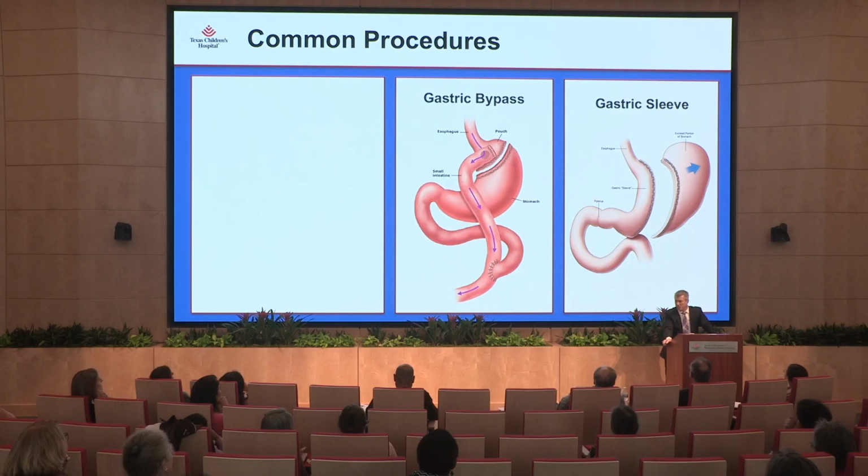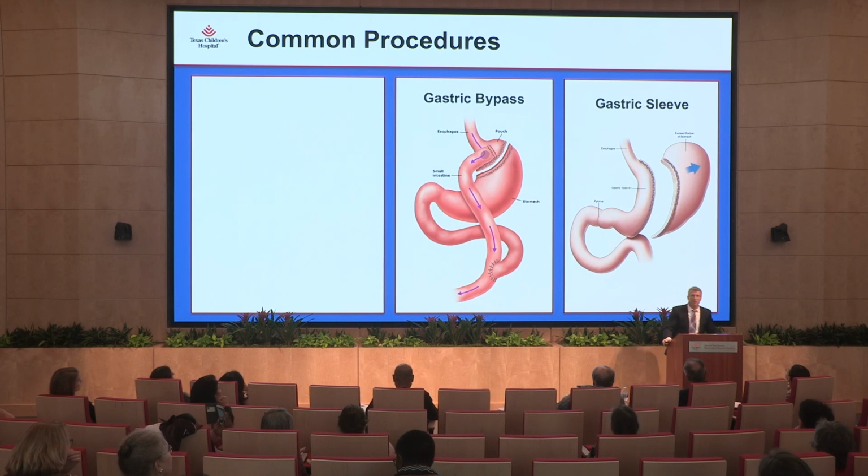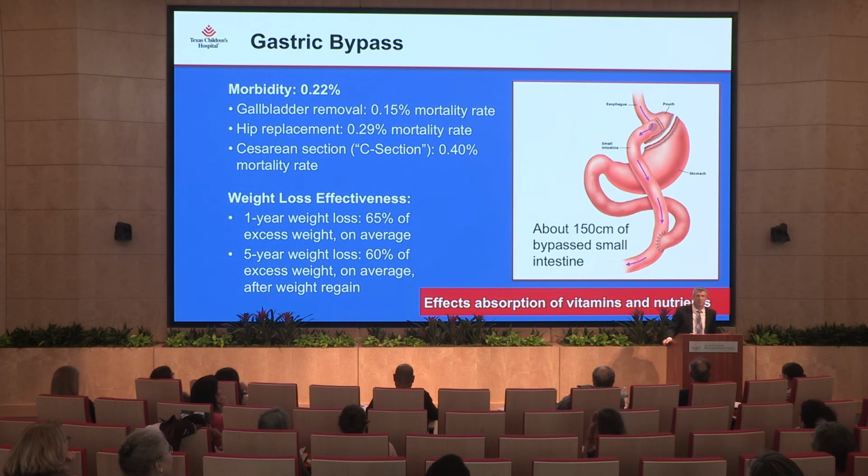The second procedure is the sleeve gastrectomy. This is a newer procedure. It's actually associated with fewer complications. It's a less radical change to your anatomy, and the results are very equivalent to what we're seeing with the gastric bypass. Currently, about 90 to 95% of bariatric surgeries done in the United States are the sleeve gastrectomy, and it's the one that we primarily recommend to our patients.